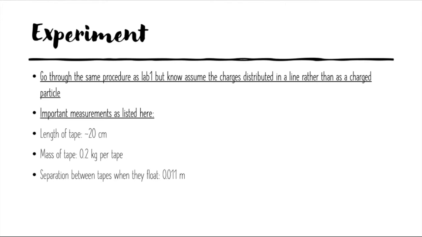For this experiment, I go through the same procedure as lab 1, but now assume the charges are distributed in a line rather than as a single particle. The important measurements I recorded are listed below. The length of the charge tape is approximately 20 centimeters with a mass of 0.2 kilograms per tape, and the separation between the tapes when the upper tape floats is about 0.011 meter.